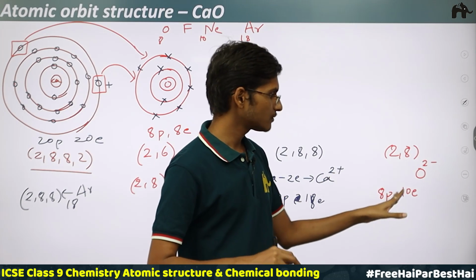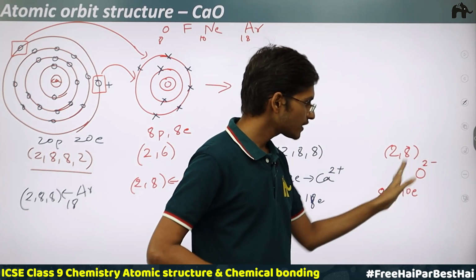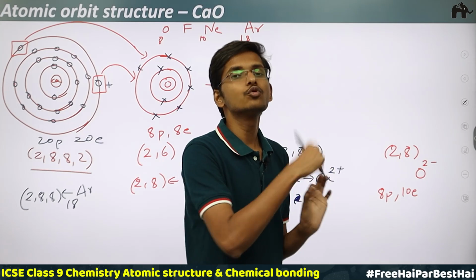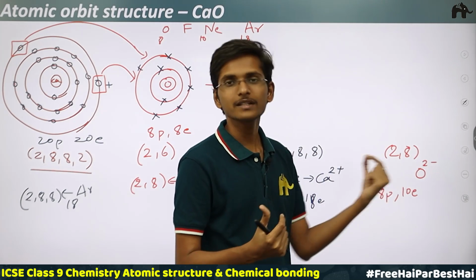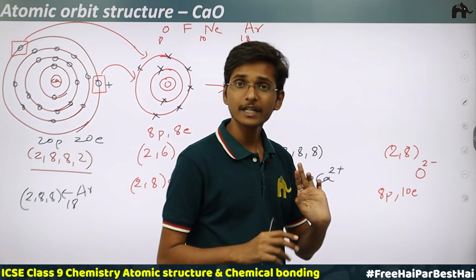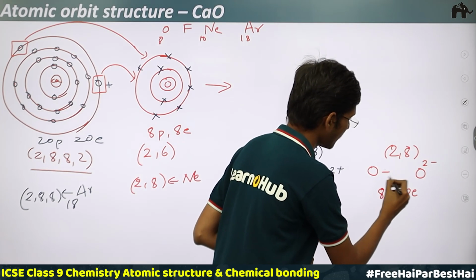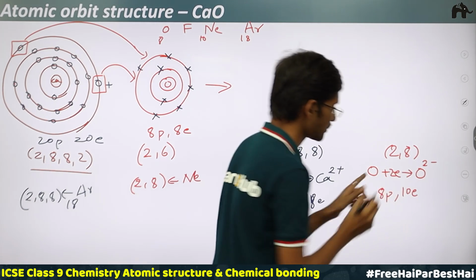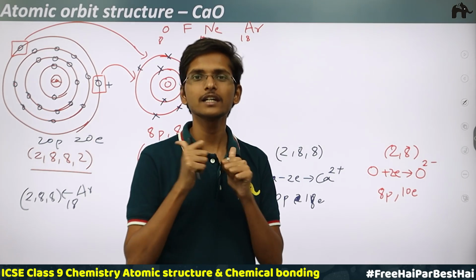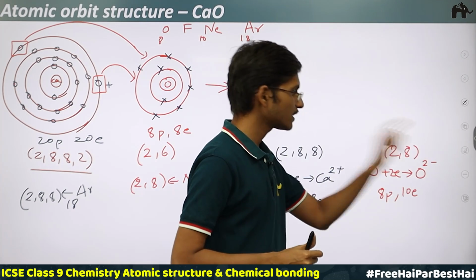Sorry, here it is -2, right? So you can write it as 2 minus because the format is n plus, n minus. Simple. So how did it become 2 minus? By accepting 2 electrons. Clear? So oxygen accepted 2 electrons and became 2 minus, right?